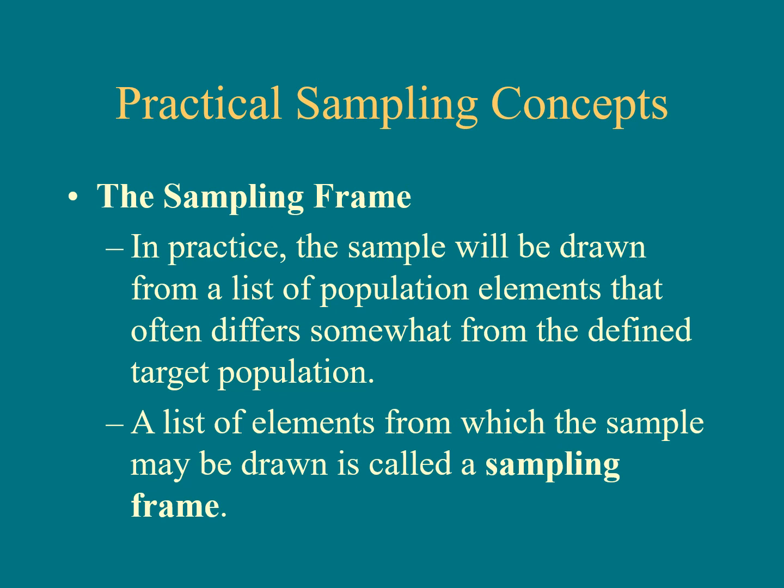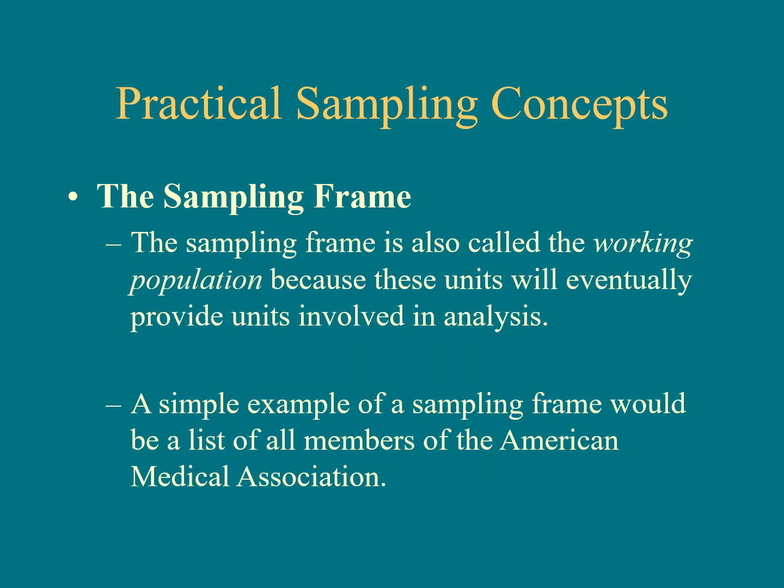The sampling frame. In practice, the sample will be drawn from a list of population elements that often differ somewhat from the defined target population. A list of elements from which the sample may be drawn is called a sampling frame. The sampling frame is also called the working population because these units will eventually provide units involved in analysis. A simple example of a sampling frame would be a list of all members of the American Medical Association.